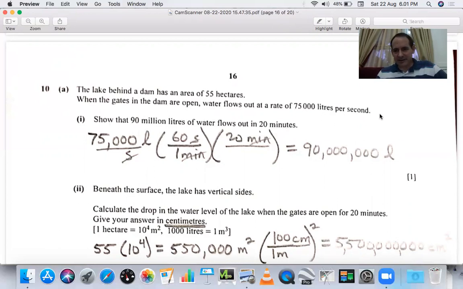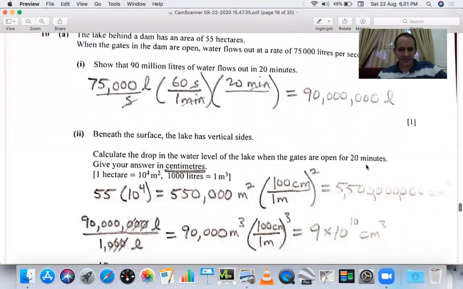Well, this is in liters per second. So you have 75,000 liters per second. We need to convert to minutes, so 60 seconds per minute, and then we're going for 20 minutes. So again, line up your units, the seconds cancel, the minutes cancel, that leaves you with 90 million liters.